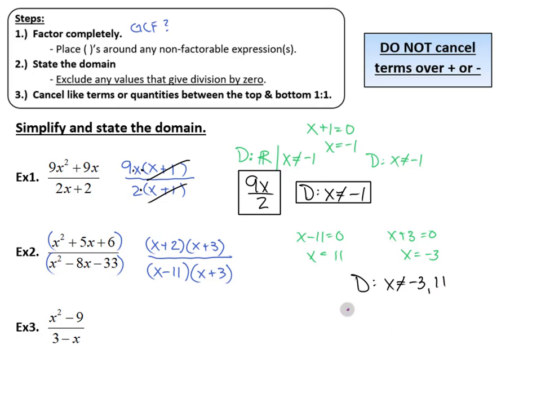Any other value is fine. Making the numerator 0 is fine. 0 over anything is 0. Except for 0 over 0, which is undefined, but probably won't run into that one.